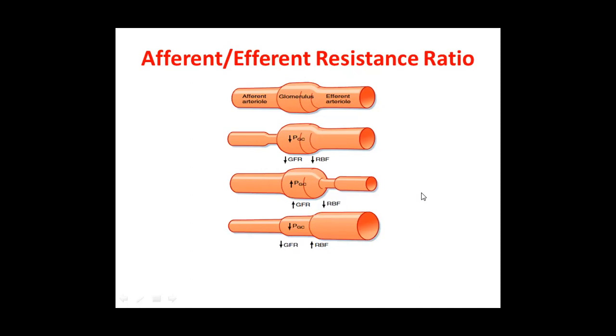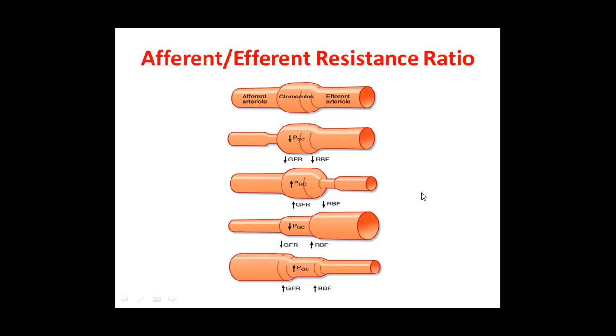Another thing is, if there is constriction of the afferent arteriole and dilatation of the efferent arteriole, what will happen? Almost like the second one, PGC will definitely fall and GFR will fall, but as there is huge dilatation, distal renal blood flow will increase to some extent.